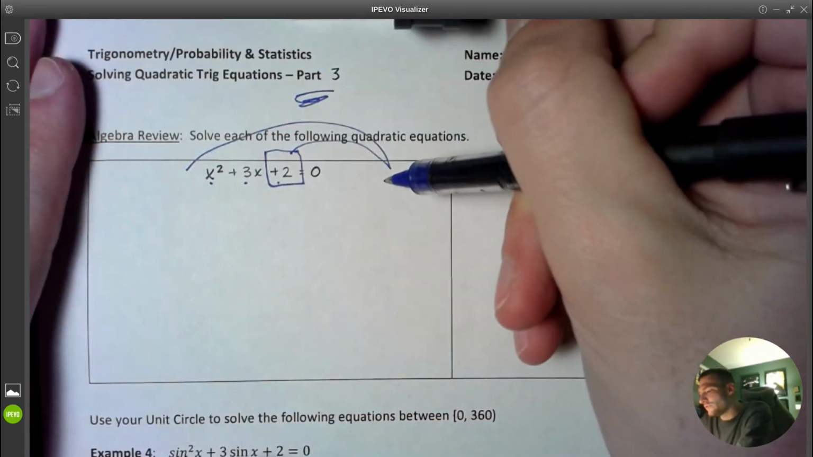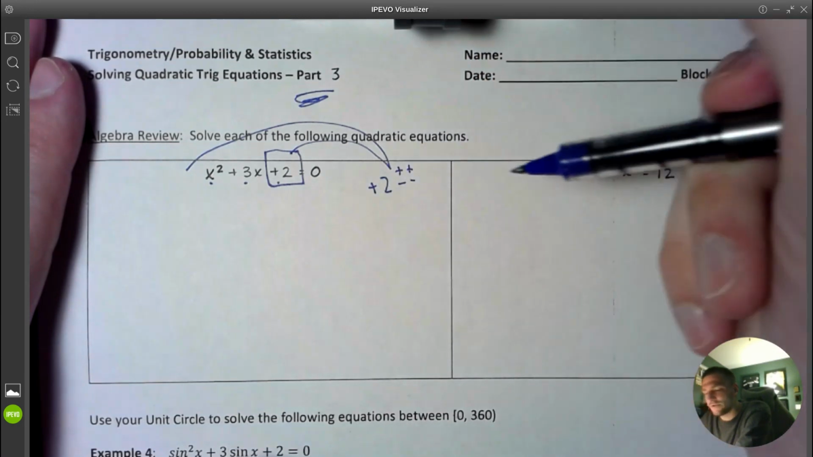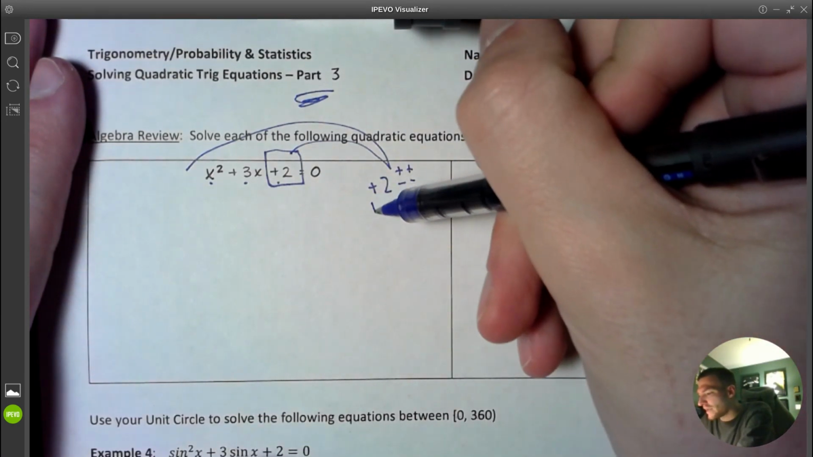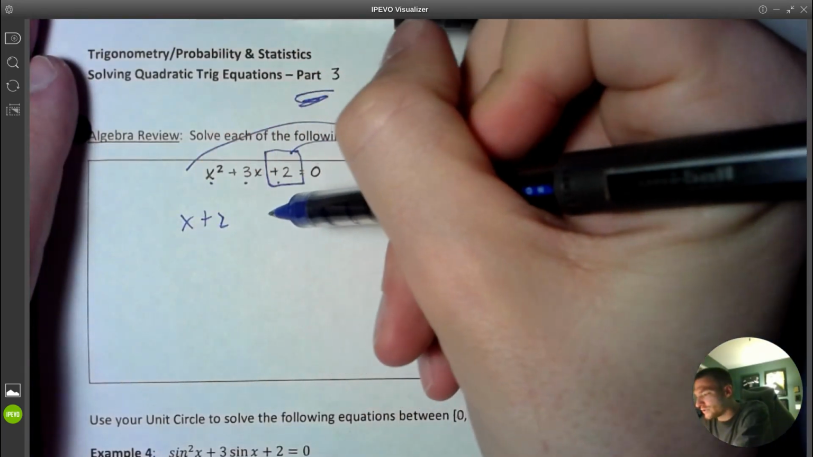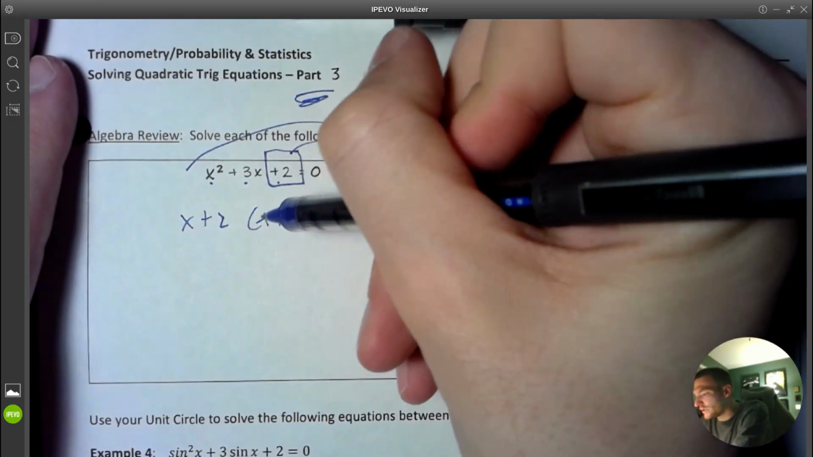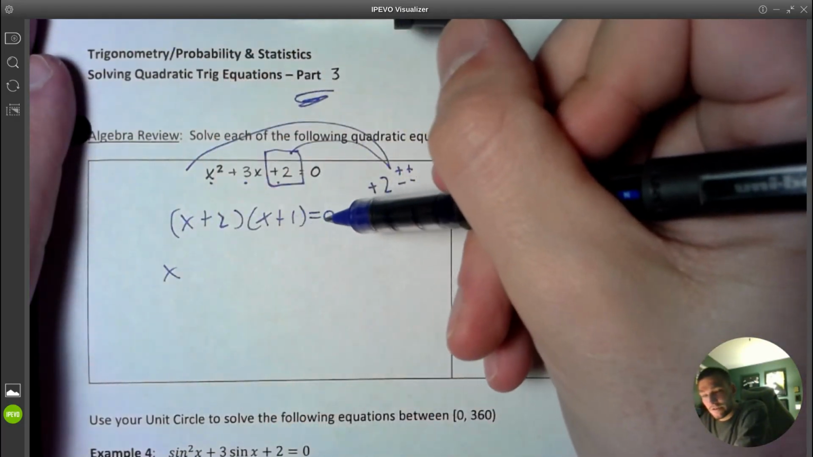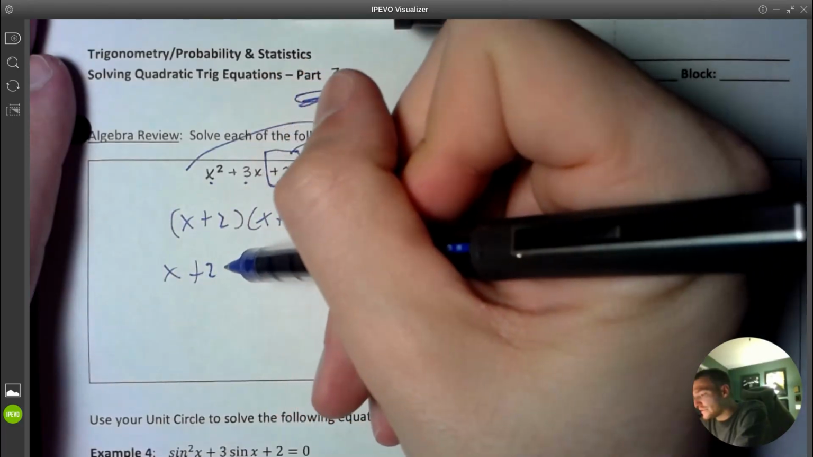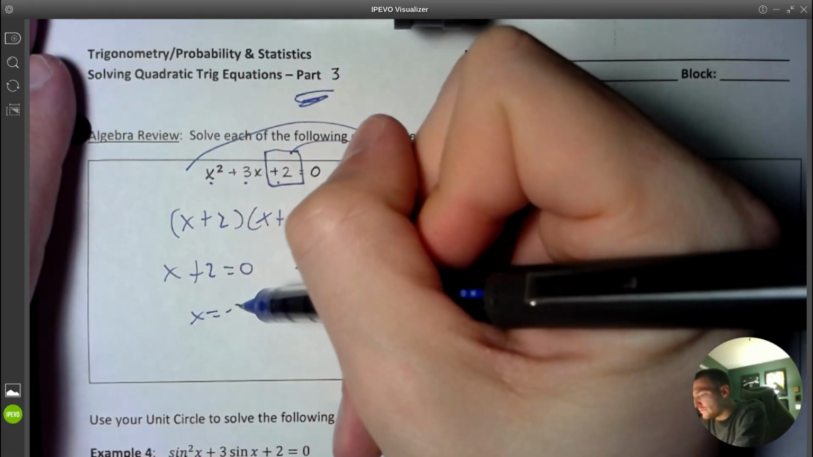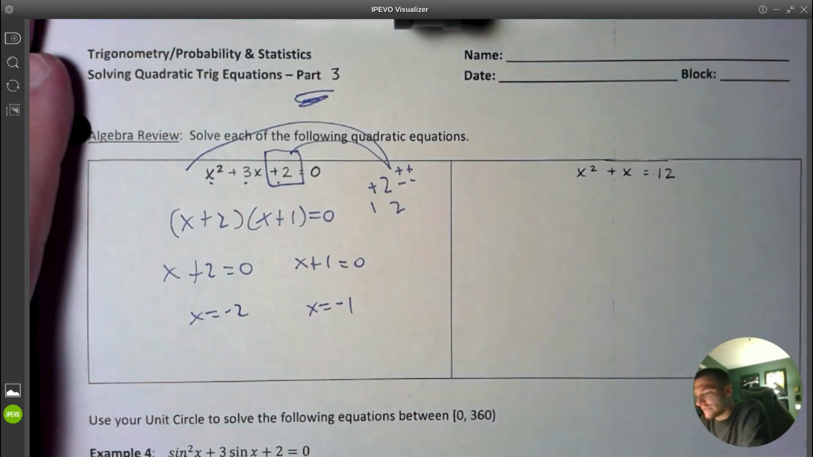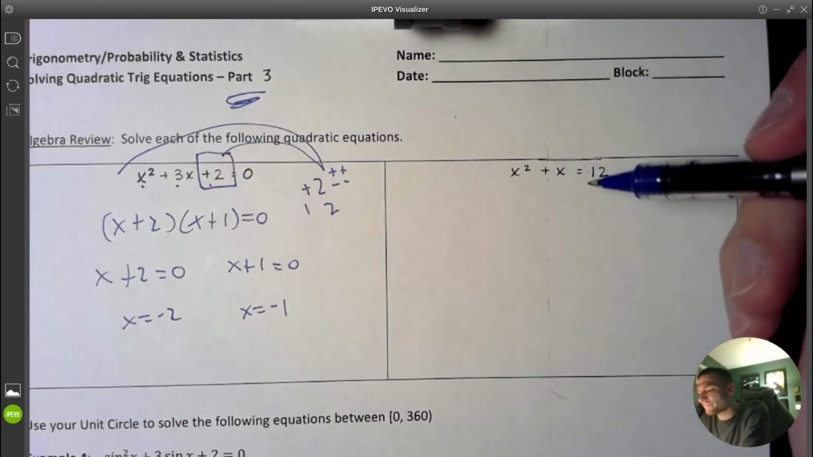1 times 2 is 2. It's a positive 2, which means we need 2 positives or 2 negatives. Our only options are 1 and 2. This is very easy. X plus 2, x plus 1 equals 0. Because we are equal to 0, we are allowed to take these one at a time. X equals negative 2, x equals negative 1. X squared, we expect 2 answers.